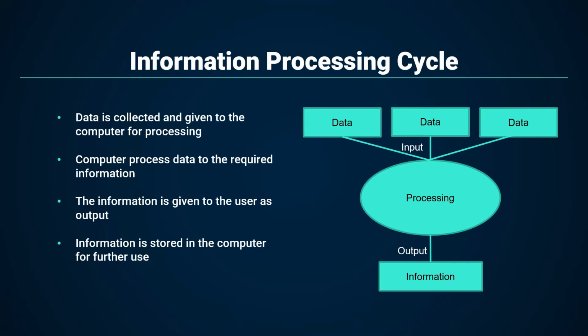The diagram on the right side shows the information processing cycle. This happens when data is collected and given to the computer for processing. The computer processes data into the required information, and then information is given to the users as output. And then later, information is stored in the computer for further use.